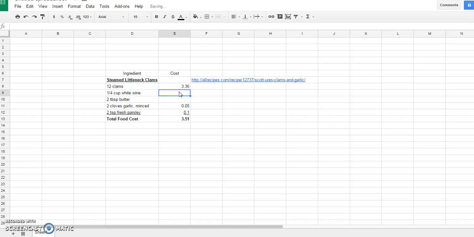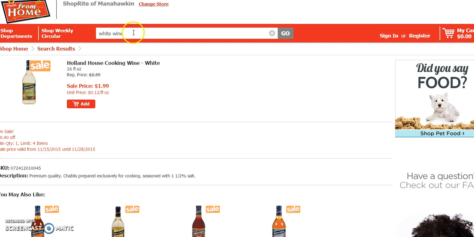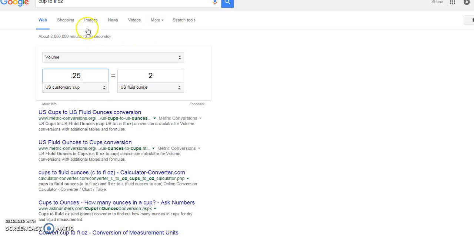Next up, we have our white wine, and we need a quarter cup of white wine. Cooking wine will work just fine for this. Now here on the ShopRite Shop From Home website, I found the bottle of cooking wine, which is 16 fluid ounces for $1.99. A quick way to convert that to the measurements that we need is to go to Google and type in cup to fluid ounce, and this conversion machine comes in here. So I've typed in a quarter cup, and it tells me that is 2 fluid ounces.